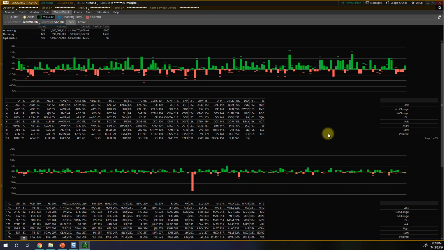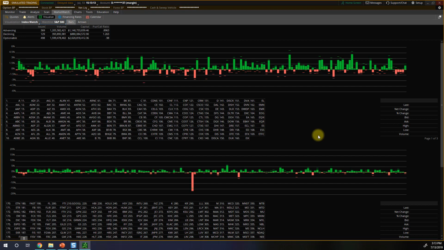So if you remember, the big difference with the heat maps is that we could get a gauge of which companies were performing the best by which ones had the brightest green and which ones were the worst by the ones that had the brightest red. But we weren't able to see the numbers. So if you're actually trying to see the percents up and down, you'll want to use the index watch list.